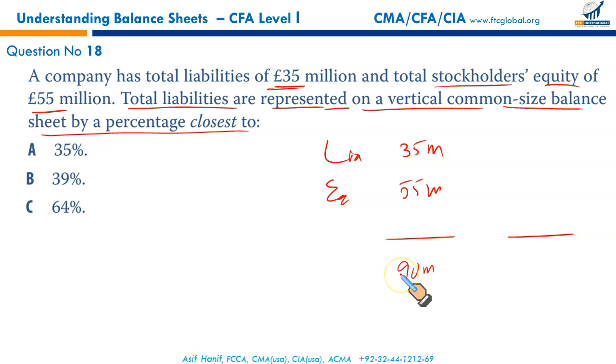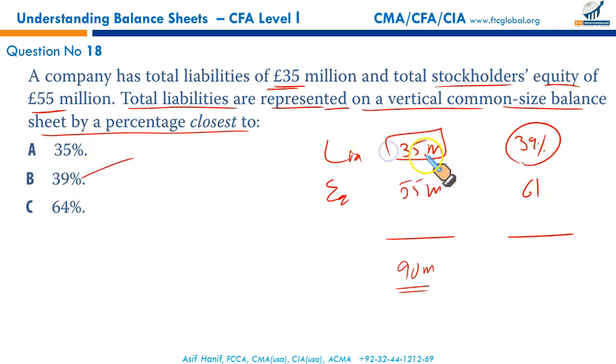So when you take 90 as a base and express 35 as a percentage of 90, 35 by 90 gives you 39%. And 55, which is equity, is what percent of the total balance sheet? 55 by 90, or you can simply deduct 39 from 100, 61%. Right? So now, what is total liability represented in the vertical common size? 39%. Do not just go by straight 35, it's 35 million plus 55, a total balance sheet footing of 90 million. So 35 is what percentage of 90? It's 39%. So that makes B the correct option.